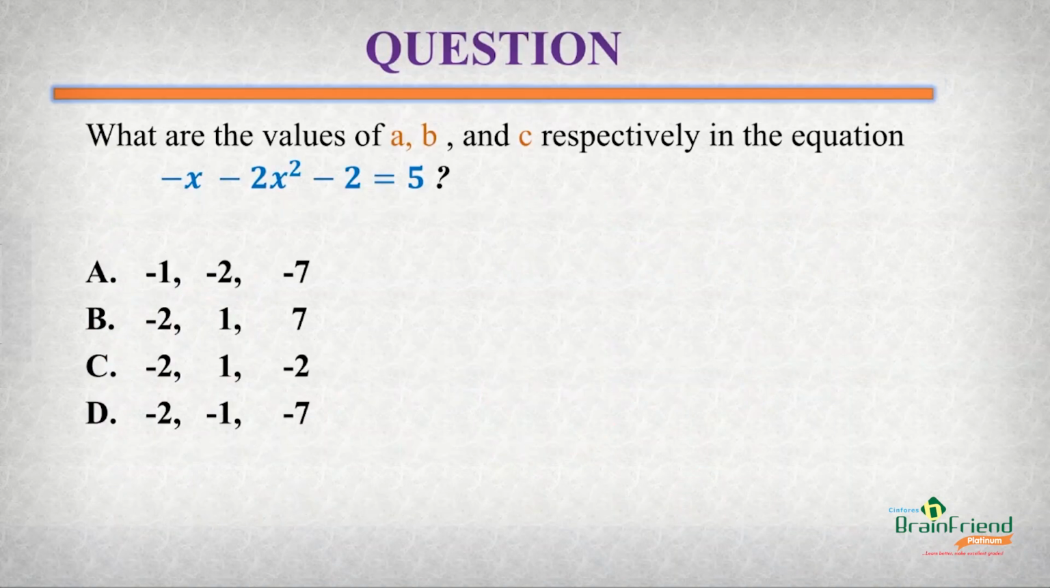Now I want to test your knowledge on what we've done so far. So let's go through these simple exercises. Question 1. What are the values of a, b, and c respectively in the quadratic equation minus x minus 2x squared minus 2 equal to 5? The answer is D.